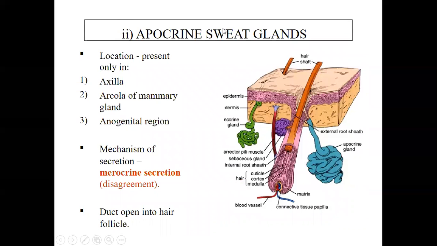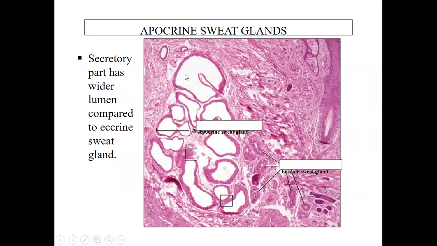Now we're going to the next one, which is the apocrine sweat gland. The location is present only in the axilla, areola of the mammary gland, and also in the anal genital region. The mechanism of secretion is merocrine secretion. Usually the duct opens into the hair follicle. You can see here, the secretory part has a larger lumen compared to the secretory part of the eccrine sweat gland, which is smaller.